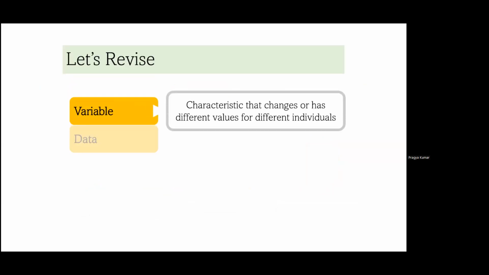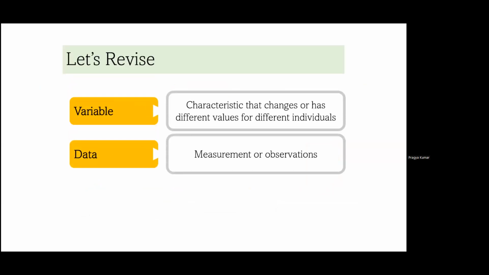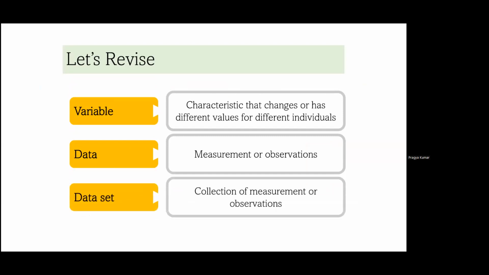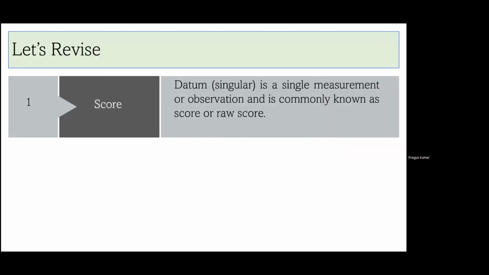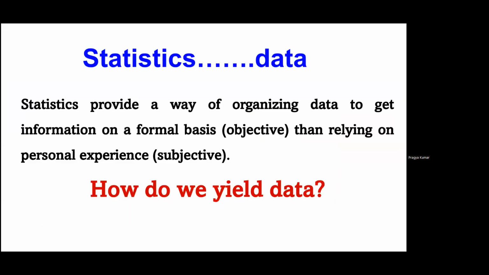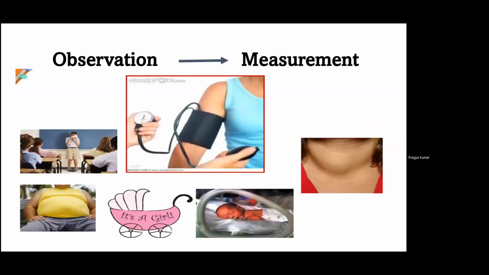So let's revise. A variable is a characteristic that changes or has different values. Data is a measurement or observation, and a data set is the collection of those measurements and observations. So this is just the repetition. I'm not going to tell you what statistics is. This is again observation leads to measurement.